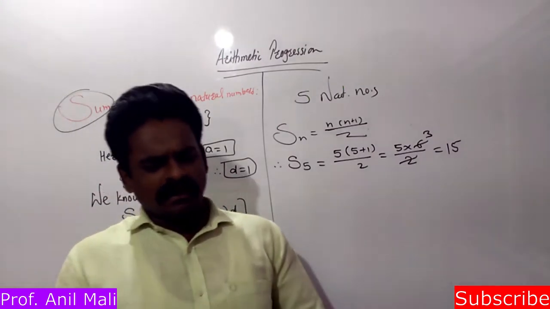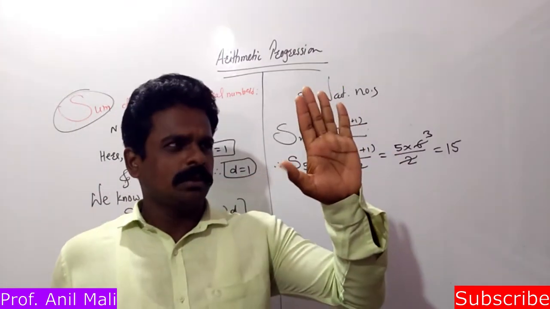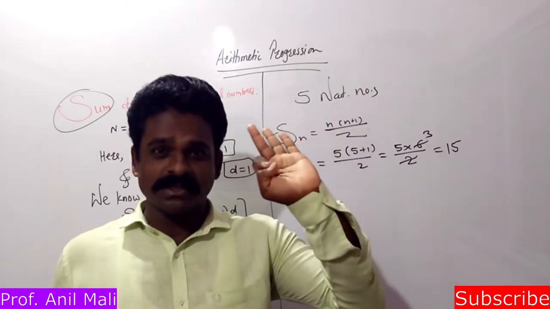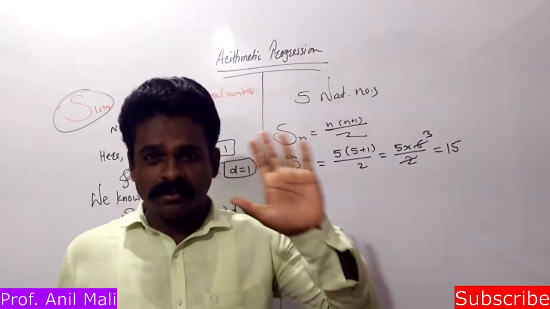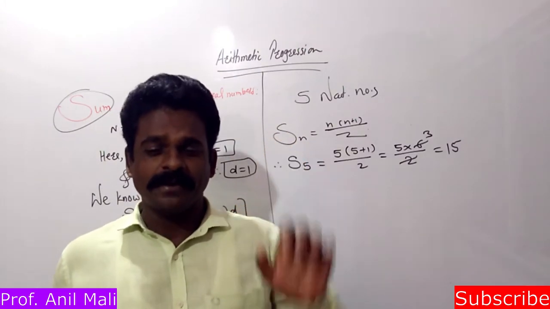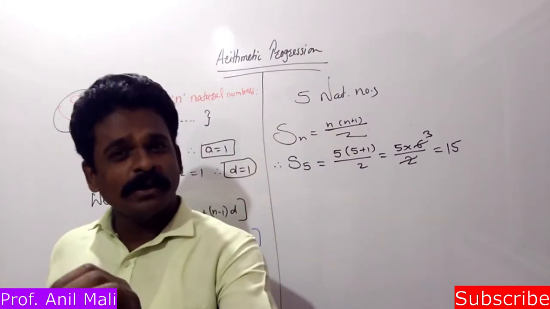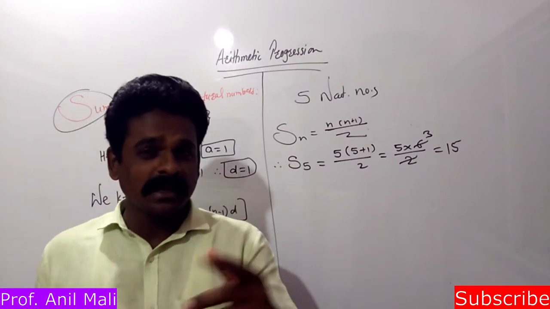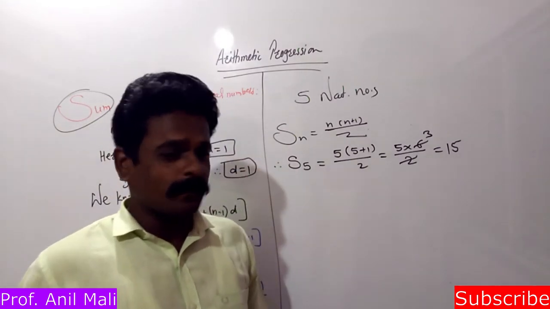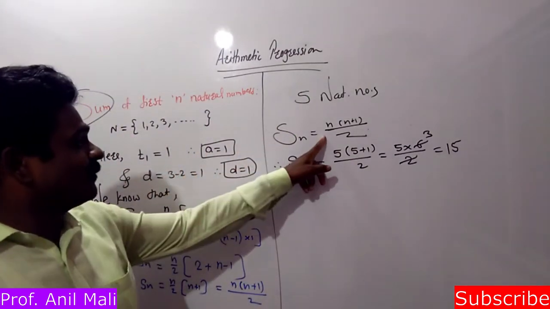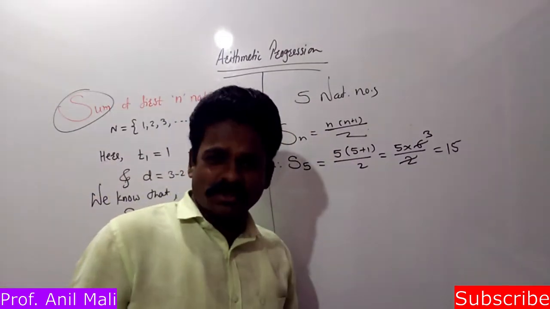You can do it just orally. 5 plus 4 is 9, 9 plus 3 is 12, plus 2 is 14, plus 1 is 15. Okay, fine. So from 1 to 5, if we add all the natural numbers, then we'll get the sum as 15. So this is the direct formula for finding the sum of first n natural numbers.